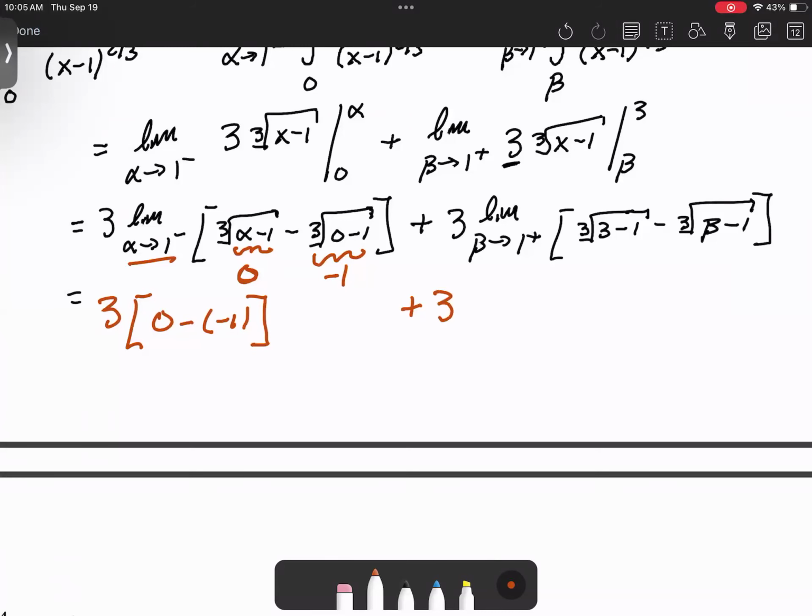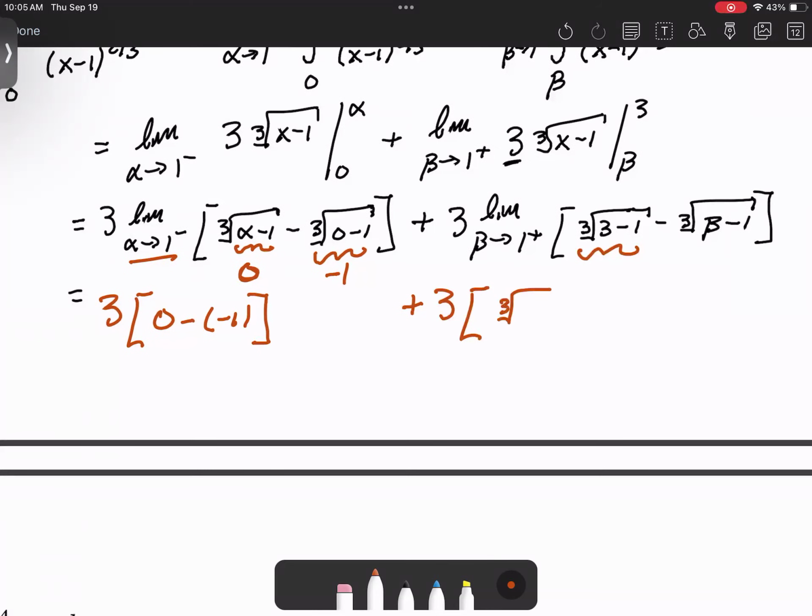Here we have 3 times. This front term now is the constant. So 3 minus 1 becomes a 2. So I have the cube root of 2. And then if I send beta to 1 from the right-hand side, as beta becomes 1, beta minus 1 becomes 0. Cube root of 0 is 0, so minus 0.